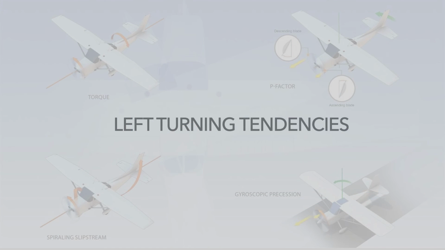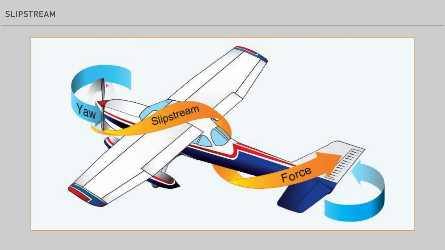Our last section for this tutorial is on left turning tendencies. Generally speaking, left turning tendencies are the byproduct of the engine and its propeller. Beginning with slipstream, we can see how the propeller rotating clockwise, as seen from the rear, creates a spiraling slipstream which tends to yaw the aircraft to the left along the vertical axis, and also a rolling moment to the right along the longitudinal axis.